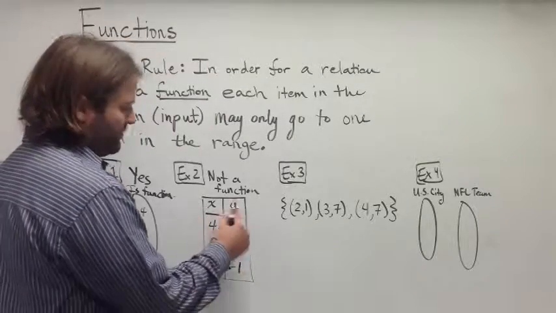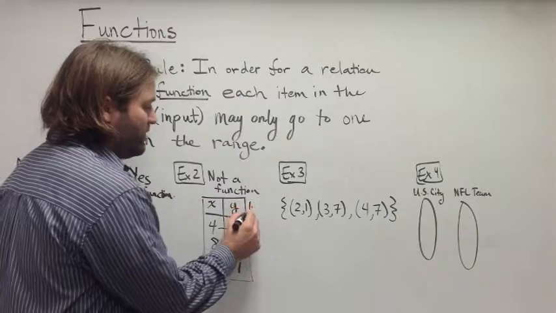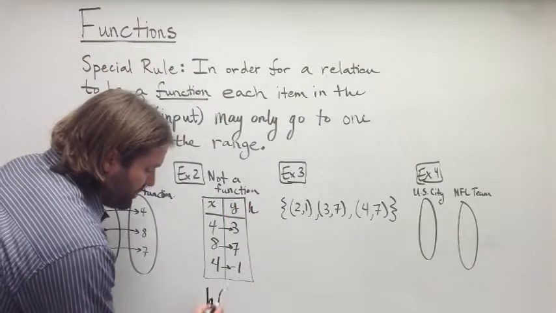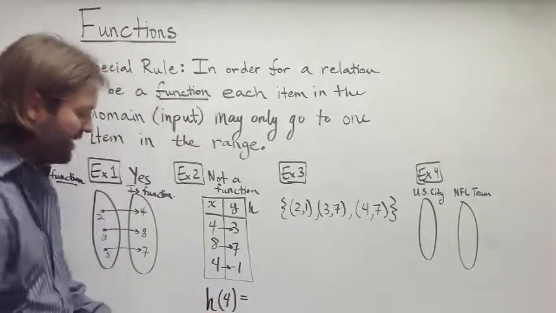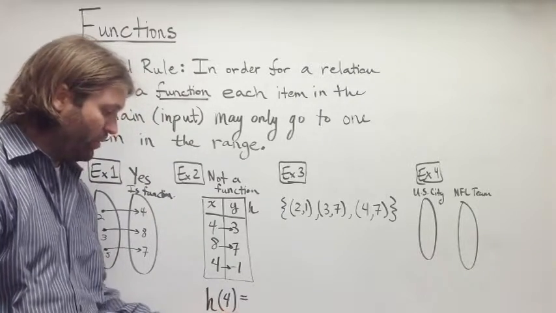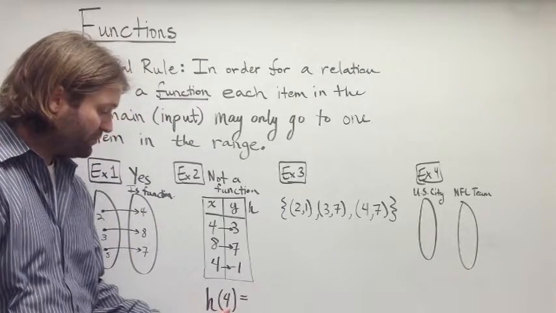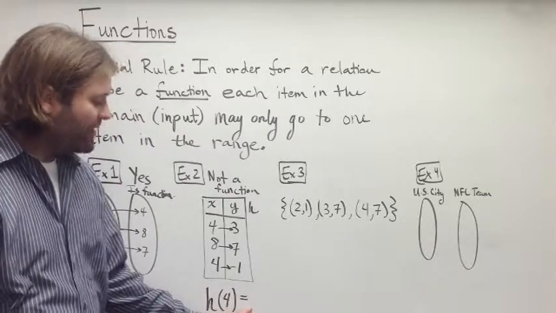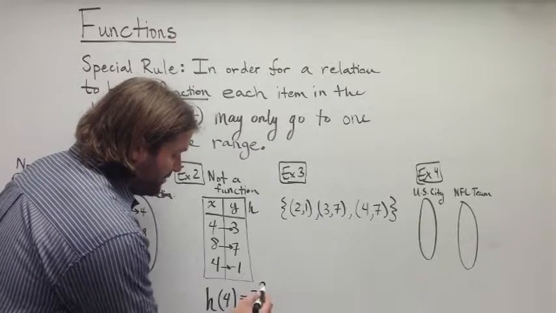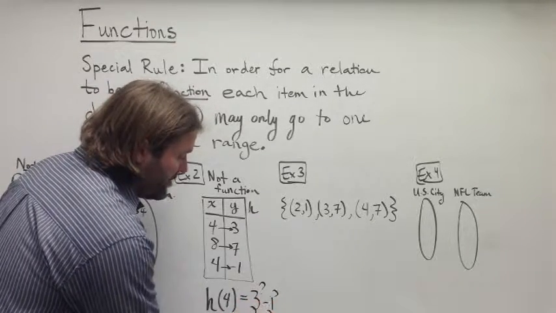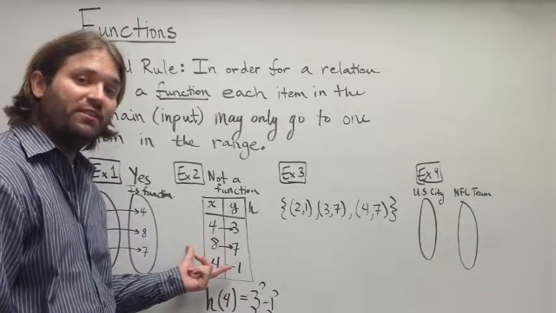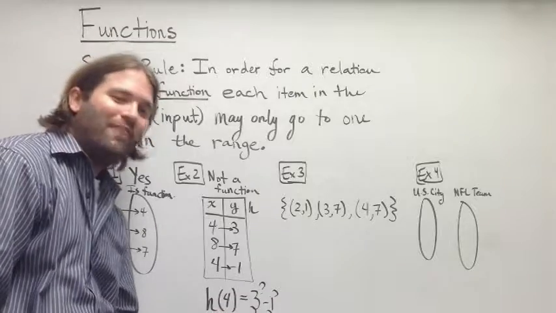Now, imagine that this function, or this relation actually, was called h. If we were to say h of 4, that is, remember using function notation, this is asking if you input the number 4, what is the output? If we wrote this, there would be a little bit of confusion as to what the output needed to be, right? Is this 3? Is it -1? We don't really know. That's why this is not considered a function. Functions don't have this problem.